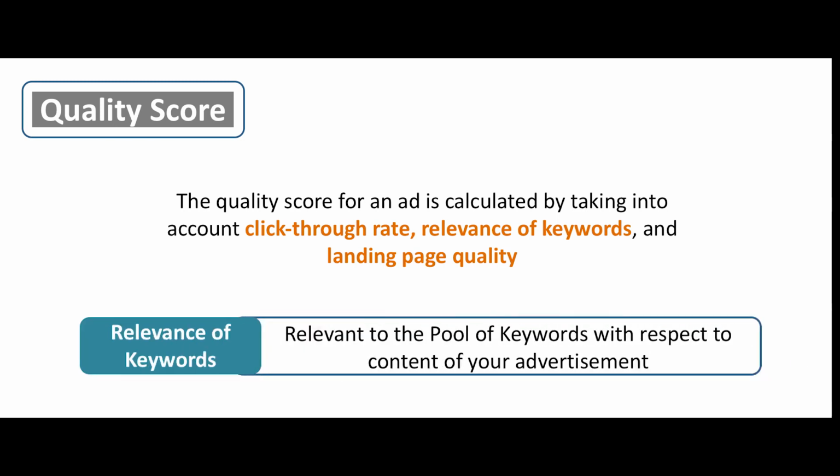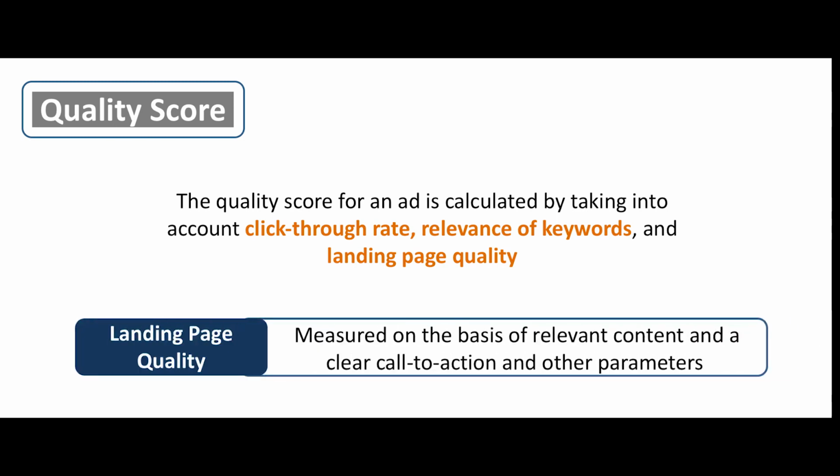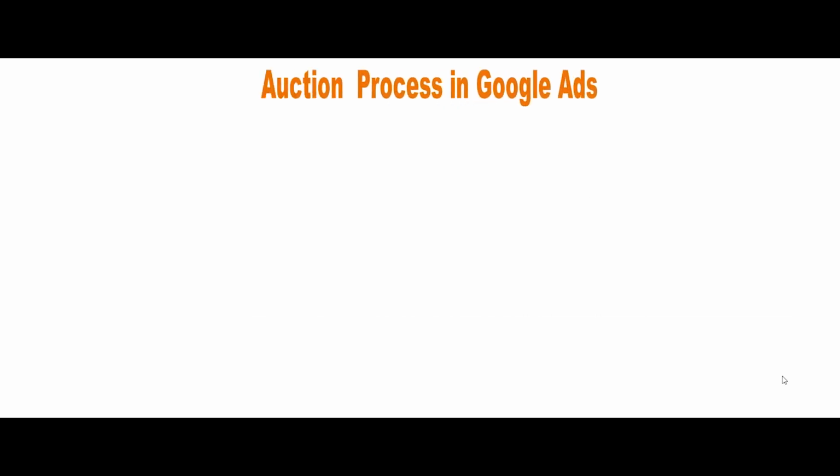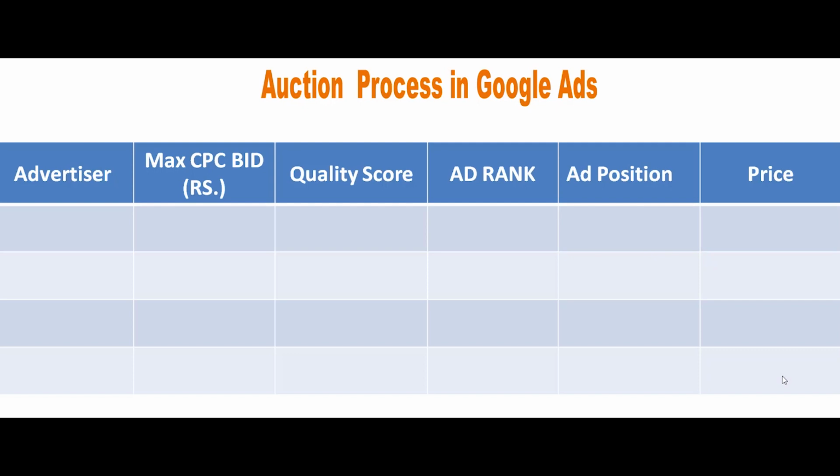Relevance of keywords is how relevant the pool of keywords is with respect to the content of your advertisement. A pool of keywords is set during the process of campaign designing. That simply means: trigger my ad if someone searches for these keywords. We will discuss it in detail. Landing page quality is measured on the basis of relevant content, a clear call to action and other parameters.